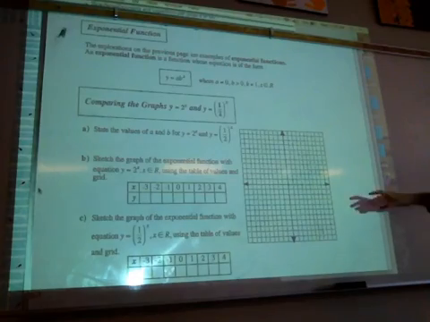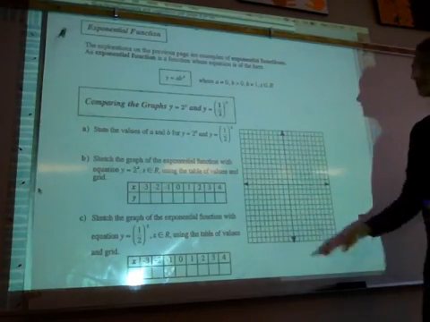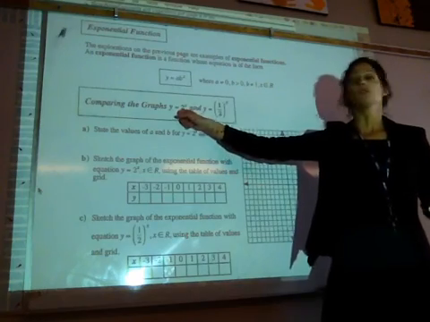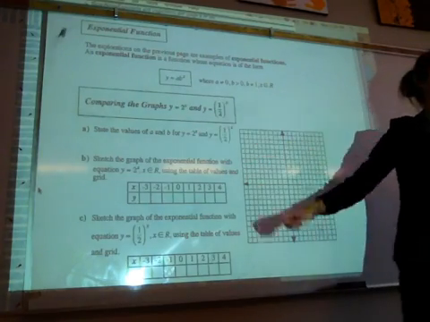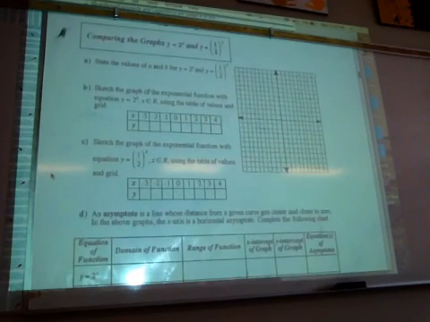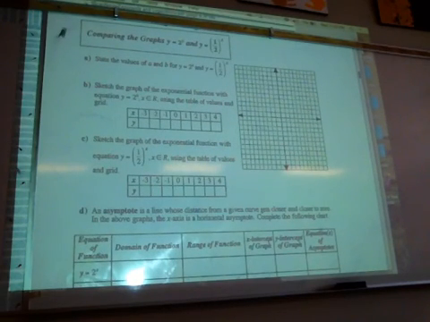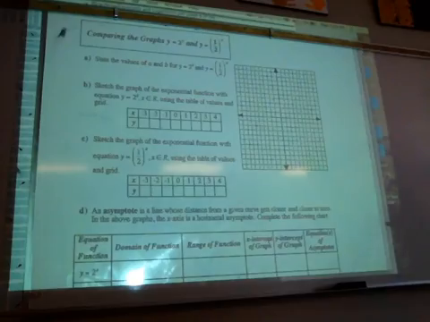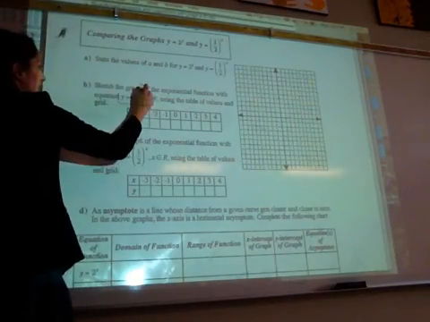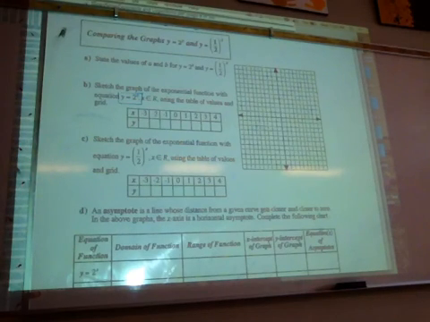All right, so we're going to compare two graphs, and it's pretty much exactly what we just looked at. We had a growth factor of 2 or a decay factor of 1/2, but we're going to talk a little bit more about the features of these graphs. Okay, so without using our calculator, we're just going to fill in this table of values. The first one we're looking at is y equals 2 to the power of x.